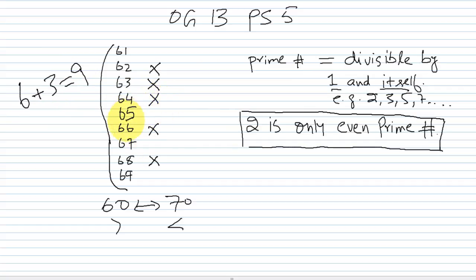65 adds up to 11, so that's not divisible by 3. 67, that's 13. 69, that's 15, divisible by 3. So this is also out of the list.